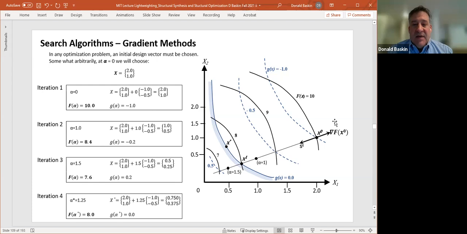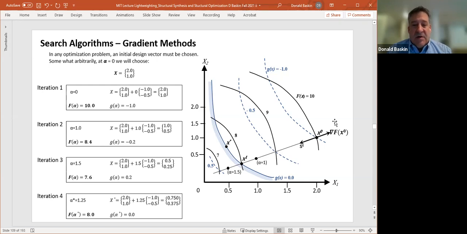Then by plugging these values into the location of the new design vector, we get a new design vector at 1 and 0.5. That's the location of the new design. And in this location, the objective function is equal to 8.4. So this is good. We've gone down. We'll go ahead and calculate g of x, or g of alpha actually, at that location. So this is the constraint at that location. It's equal to -0.2. So the constraint is not violated either. Everything's okay. We then get more aggressive and we take a larger step with alpha equal to 1.5.